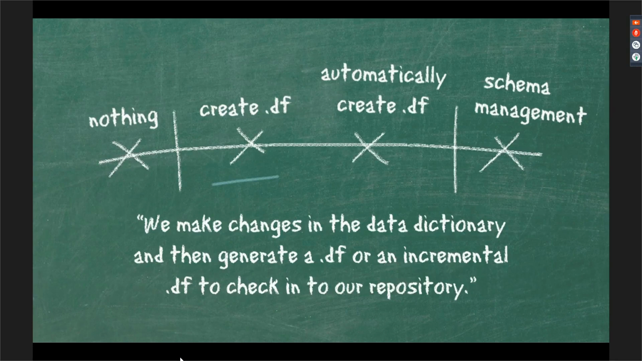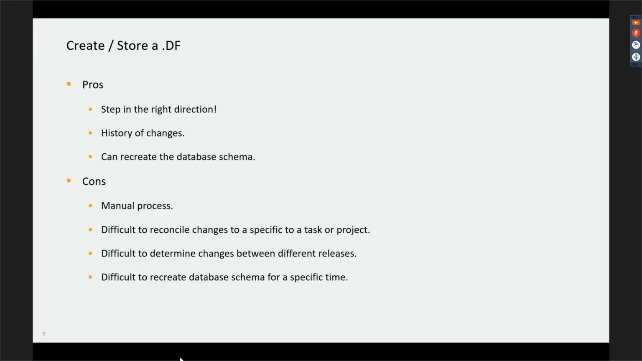Well, here's one. We make changes in the data dictionary and then we generate a DF or an incremental DF that we check into our repository. I'm sure a lot of you do that. I think that's generally a step in the right direction. At least you're doing something, right? So you're going to have a history of changes.